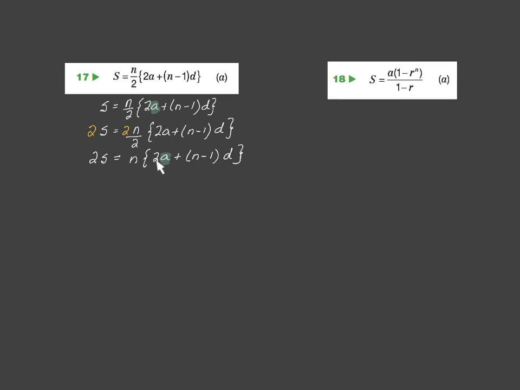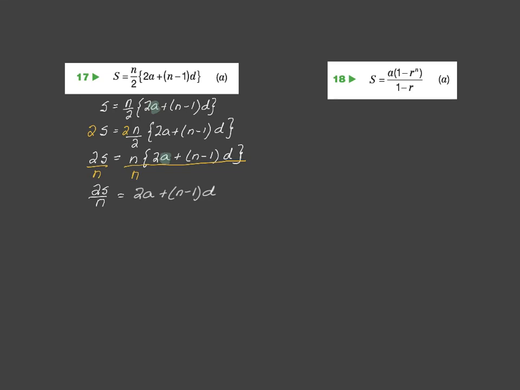a is still tucked away inside this bracket here. So I'm going to divide both sides by n to get rid of this n on the outside of the first bracket. 2s divided by n, and then this is one term, so I divide it by n. On the left, I have 2s over n is equal to n over n is 1. So now I don't need those curly brackets anymore. 2a plus (n minus 1)d.